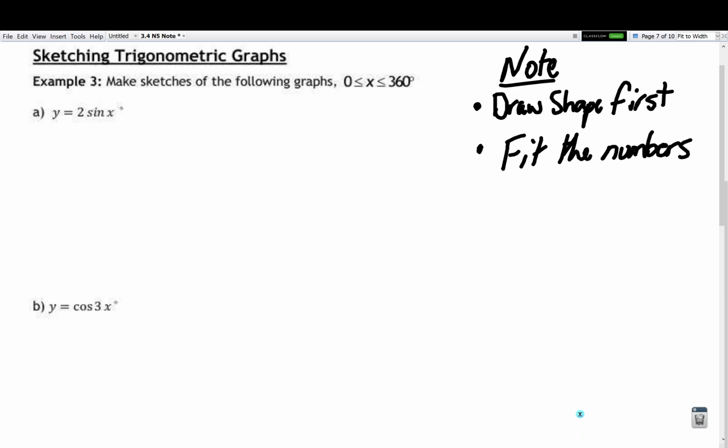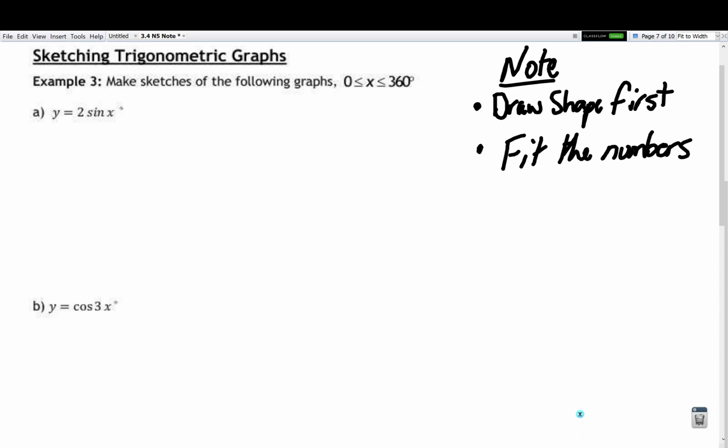And that will make more sense when I actually do some examples of what I mean, because if you mark on those reference points 0, 90, 180, 270, and then try and fit the curve to match up with those points, it often doesn't look very neat, it doesn't look very accurate. So it's much easier to draw the shape nicely first and then fit the numbers on after it.